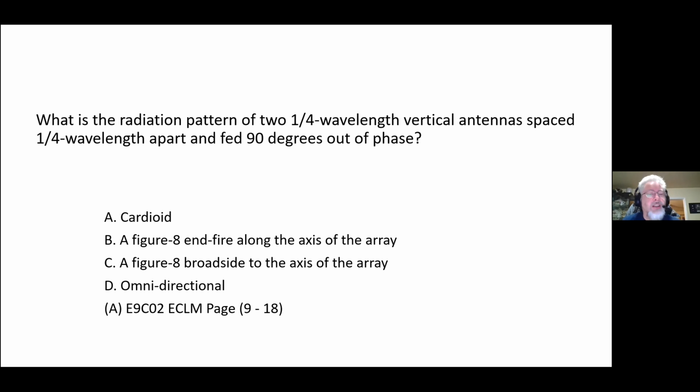Alpha is the correct answer. It's a cardioid. This was the one with all of the little patterns on it, and unfortunately I haven't memorized them either.